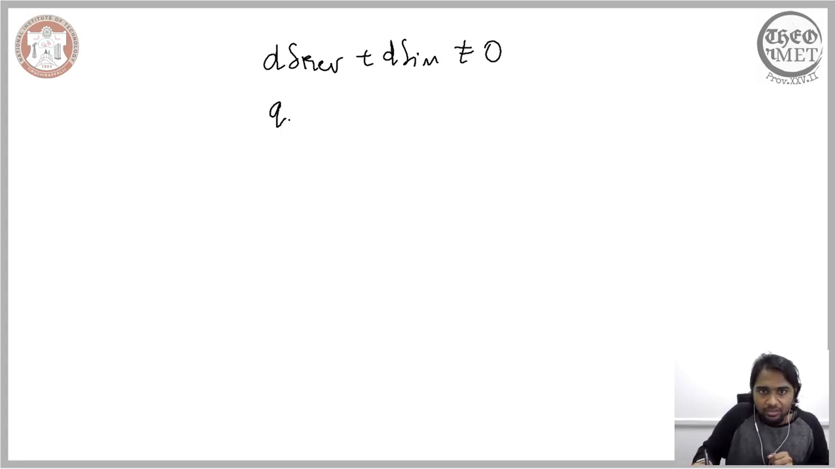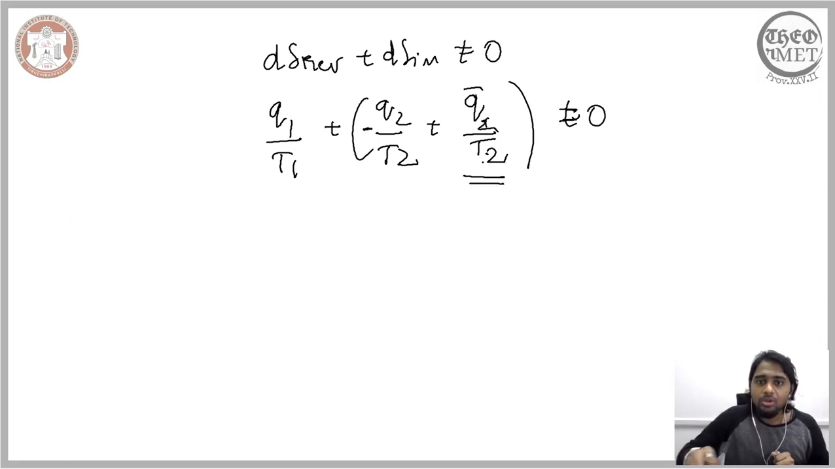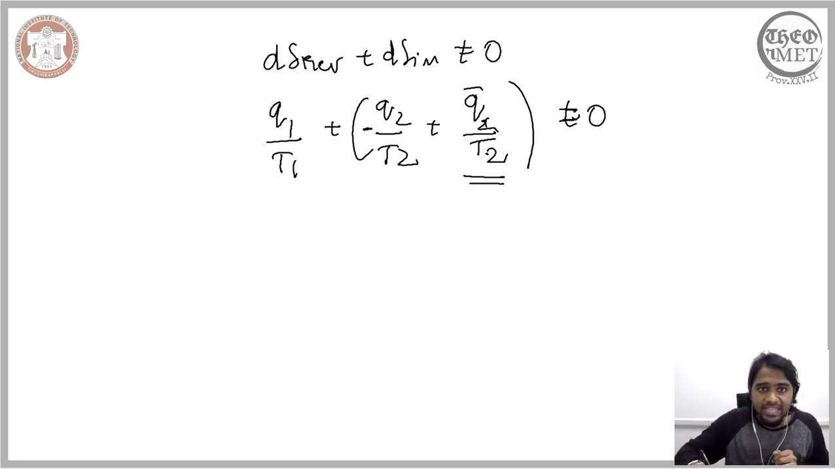So we have Q1 by T1 plus Q2 by T2. The minus here is primarily because of the convention, and we have the irreversible change that is quantified by Q bar 2 by T2, and this is not equal to 0. Now let us focus on this change here. Now when I want to increase the amount of irreversible change, then what I need to do is increase this change here. So increase this particular ratio here.